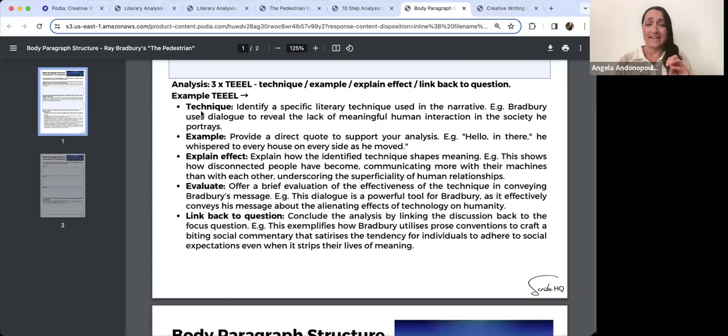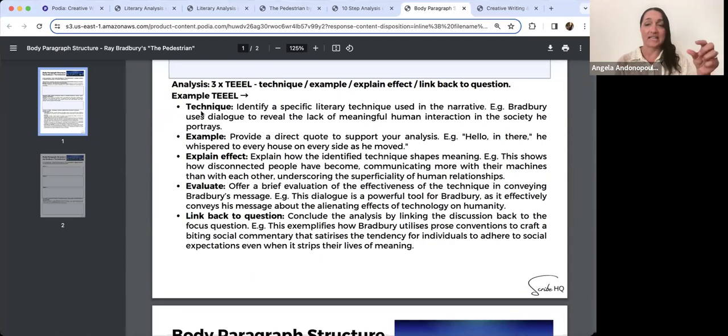At the very base level, I would have a specific literary technique. You must have an example in the form of a quote, and you must explain the effect with some kind of a link back to the question, the focus question. And that could be done in one sentence.